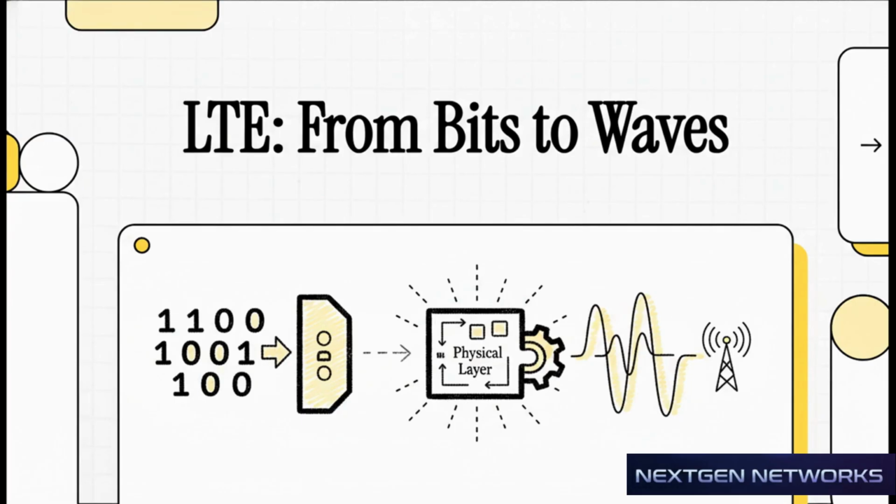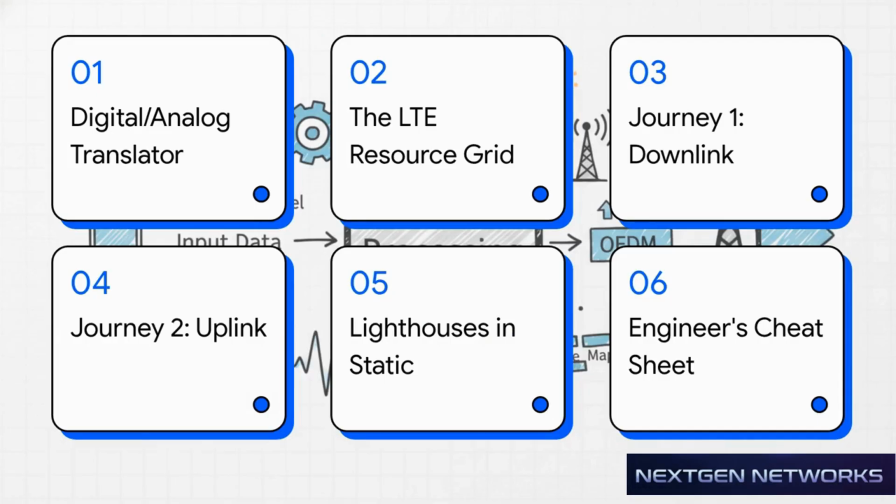Okay, let's get into it. So here's our game plan. We're going to start with the amazing translator that speaks both digital and analog. Then we'll check out the grid system where all your data gets neatly organized. After that, we'll follow your data's journey from the tower to your phone and then back again. We'll see how your phone finds its way in all the noise, and we'll wrap it all up with a handy little cheat sheet of the stuff you absolutely need to know.